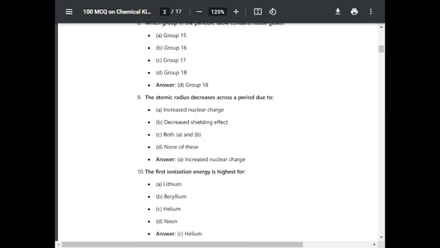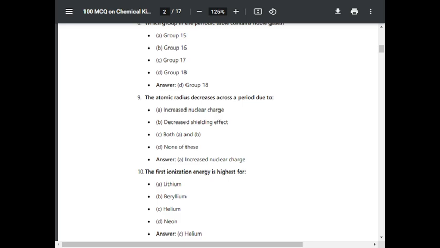Question number 9. The atomic radius decreases across a period due to: option A increased nuclear charge, option B decreased shielding effect, option C both A and B, option D none of these. So answer A is correct. Atomic radius decreases across a period due to increased nuclear charge.